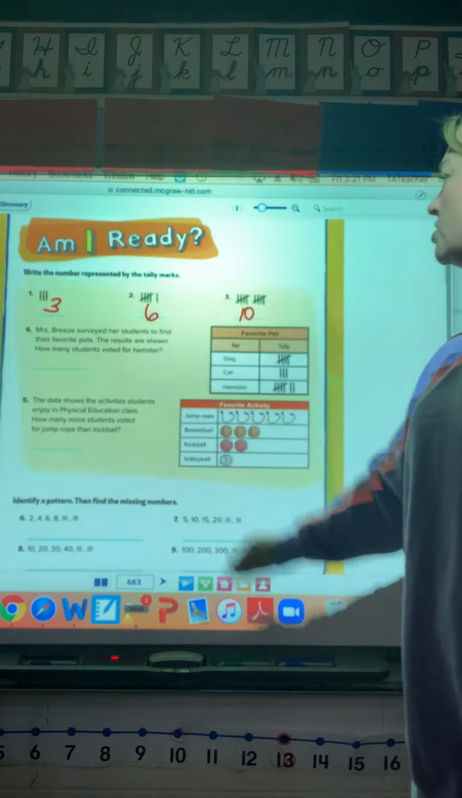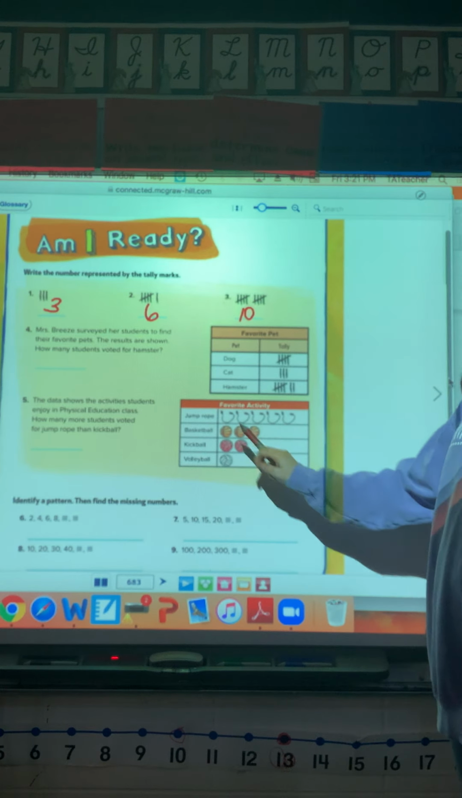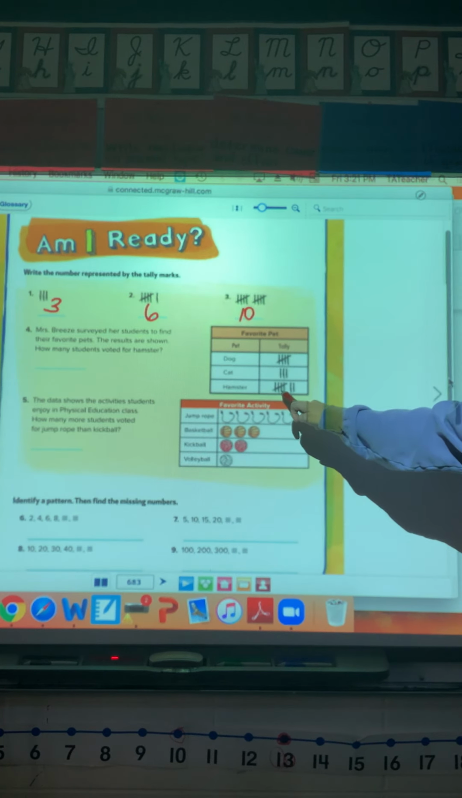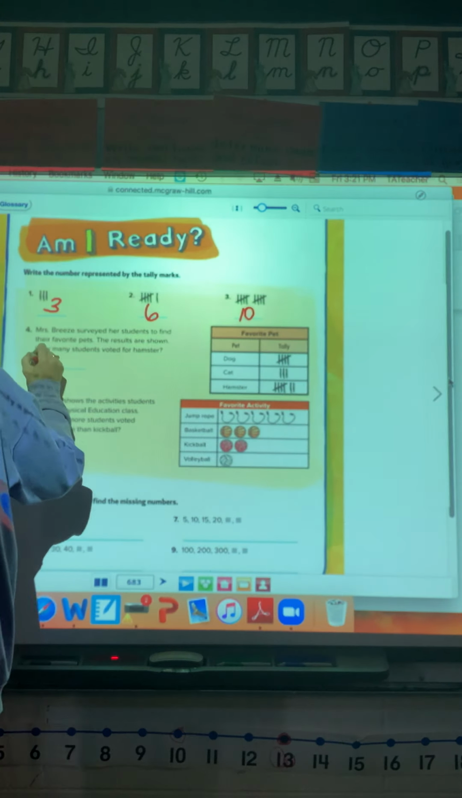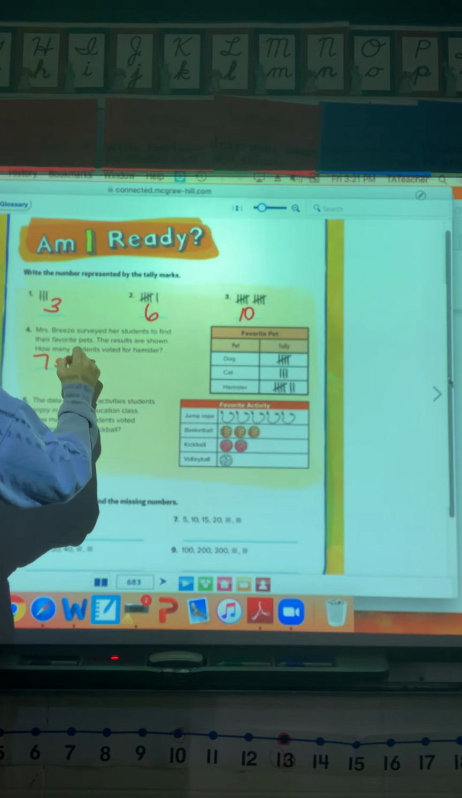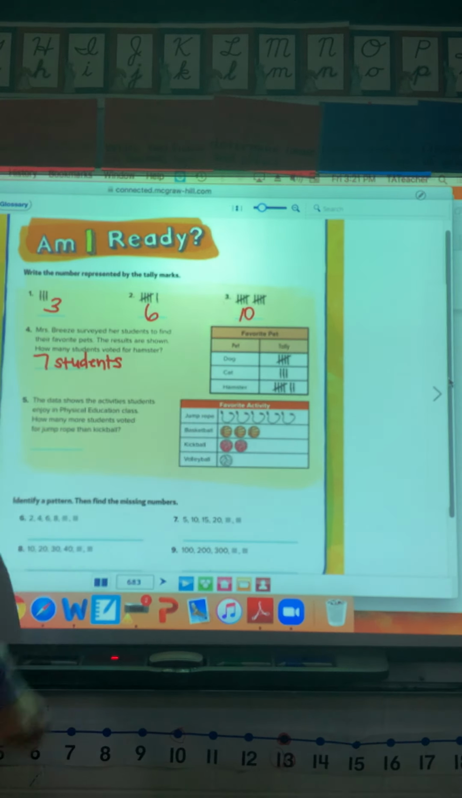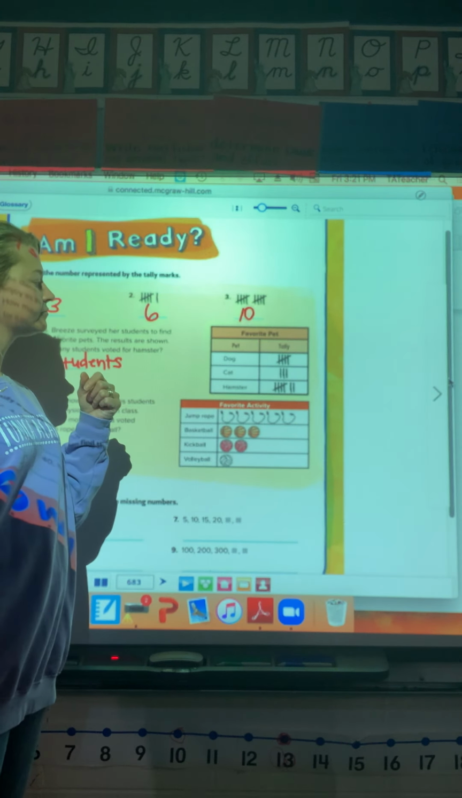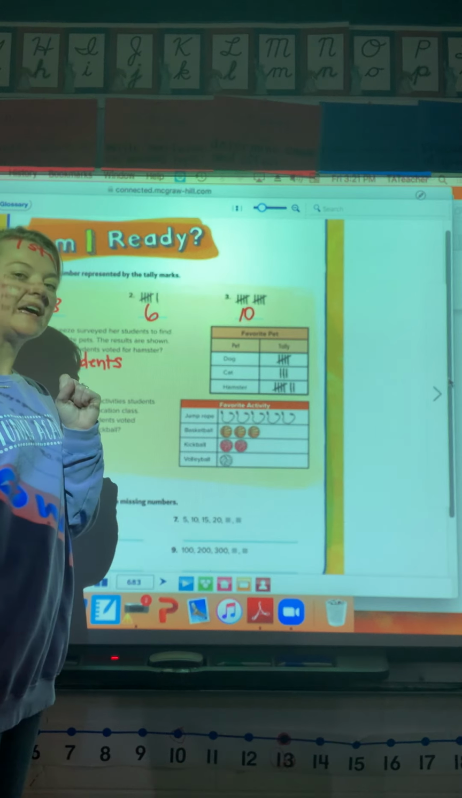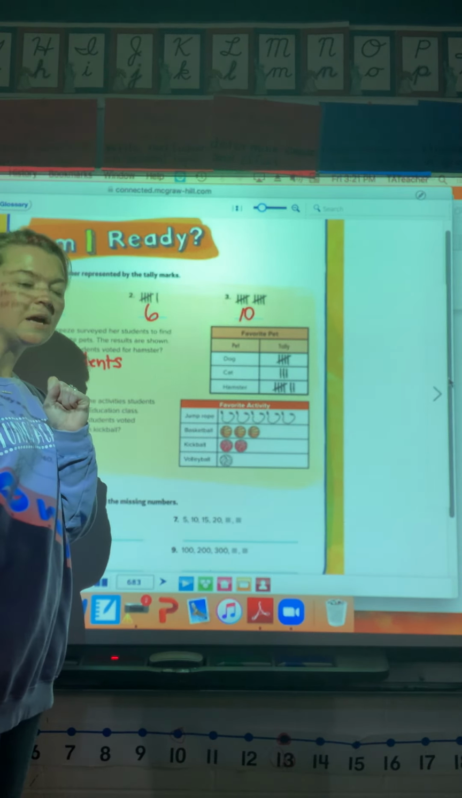Mrs. Bree surveyed her students to find their favorite pets. The results are shown. How many students voted for hamster? We've got a group of 5, so we say 5, 6, 7. 7 students. Okay. How many students voted for dogs? 5. How many students voted for cat? 3.